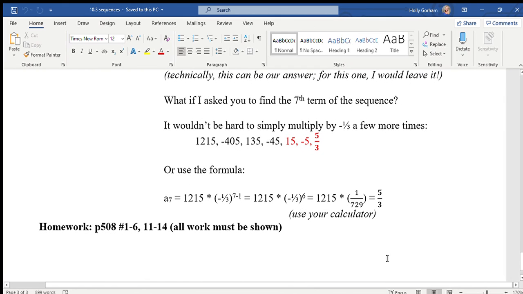So here's your homework, page 508. Make sure you're showing all of your work.